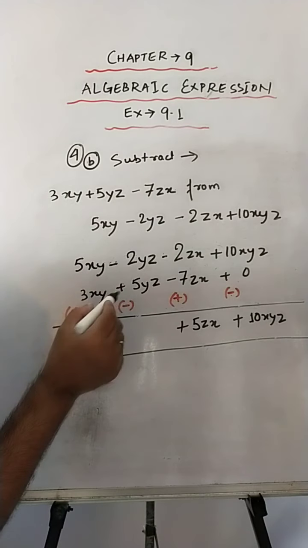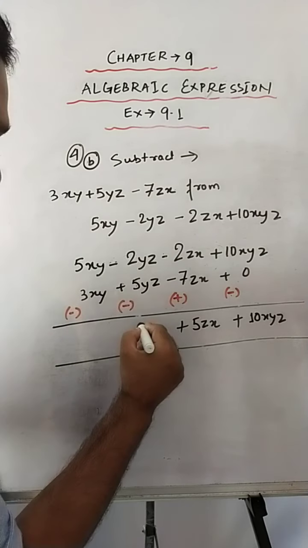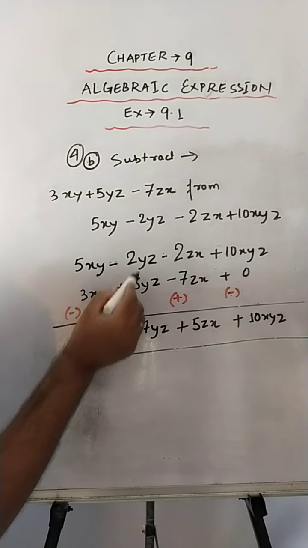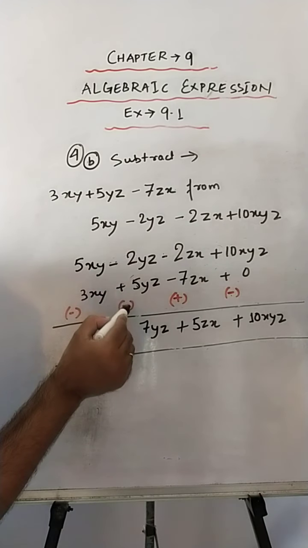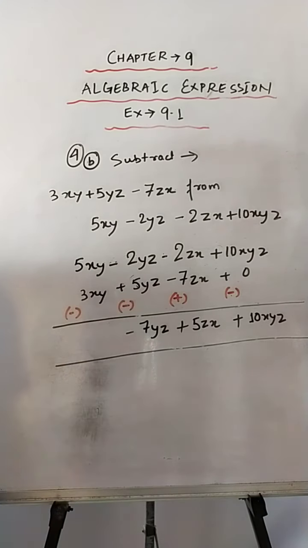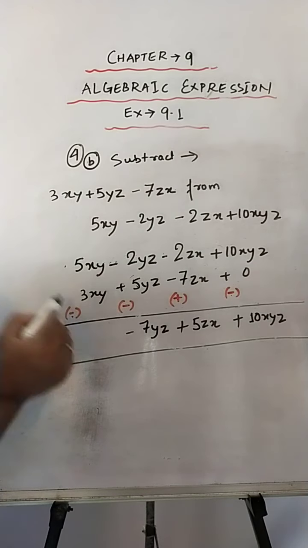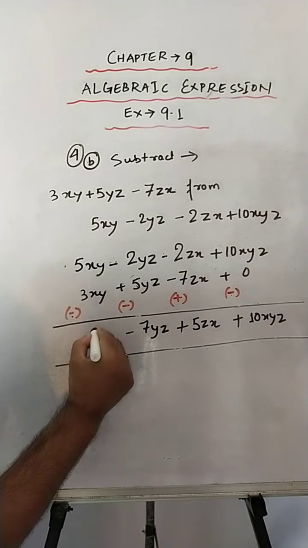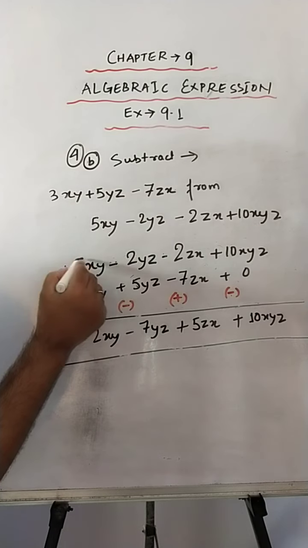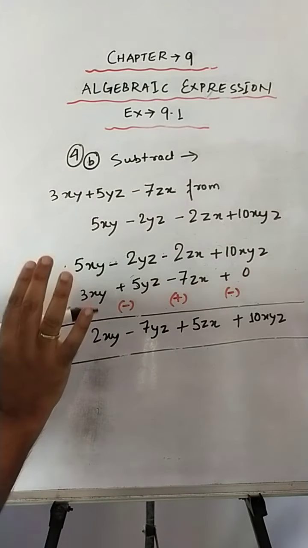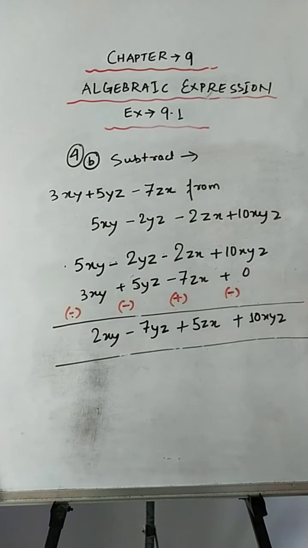Now minus minus is plus. 5 plus 2 is 7. We'll write 7yz. Which number is greater? 5. 5 is having which sign? Minus sign. So we'll put minus sign here. Now plus minus is minus. 5 minus 3 is 2. 2xy. Which number is greater? 5. It is having plus sign. So we'll leave it like this. Okay. So this is the solution of sum number B of question number 4.